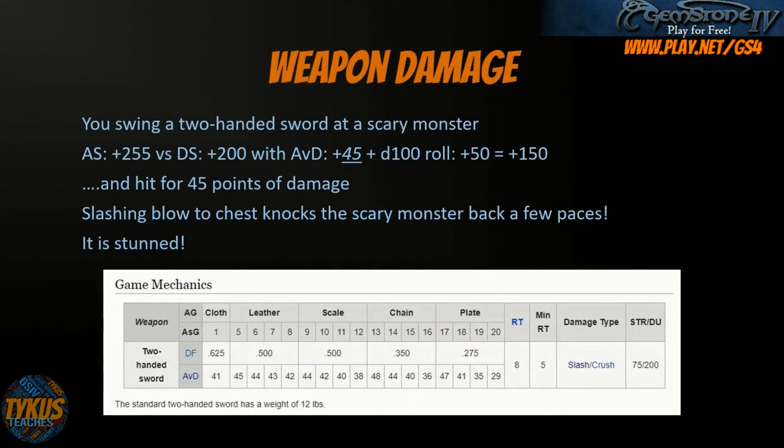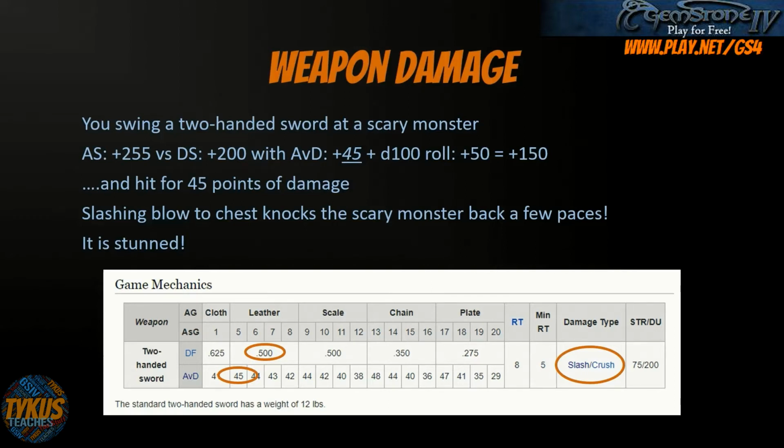This information is from the two-handed sword page, and it gives us some pieces of information that are very important. These 3 will be very important in figuring out our damage for today. You'll see that our AVD is 45 in our formula, and we look down at our chart and we see that an AVD of 45 means that we're swinging against something that is wearing leather armor of armor subgroup 5. And because of that, we have a damage factor, a DF, of 0.500.